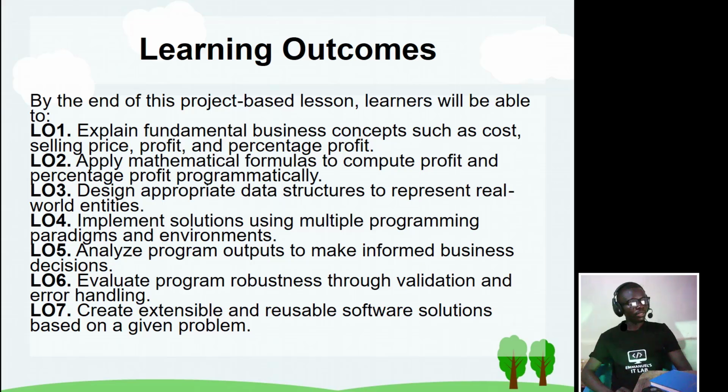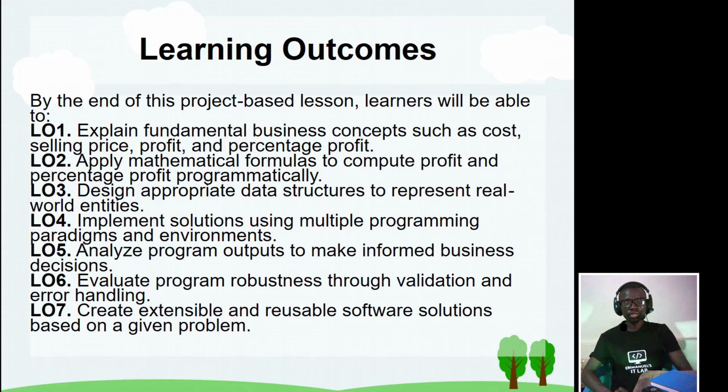By the end of this session, we shall be guided by the following learning outcomes. You should be able to explain fundamental business concepts such as the cost price, selling price, profit, and the percentage profit. You should also be able to apply mathematical formulas to compute the profit and the percentage profit, and other calculations we shall see. You should be able to design appropriate data structures to represent real-world entities, implement solutions using multiple programming languages and environments, and analyze program output to make informed decisions.